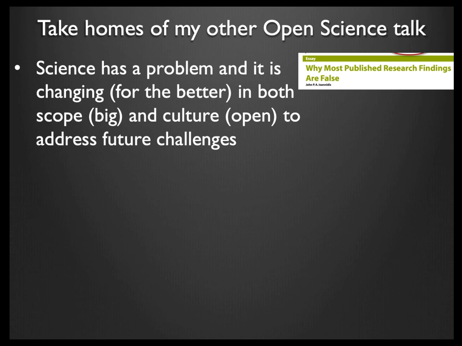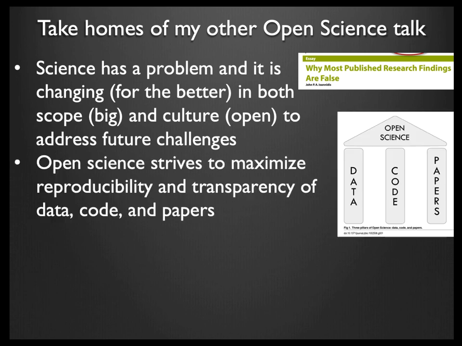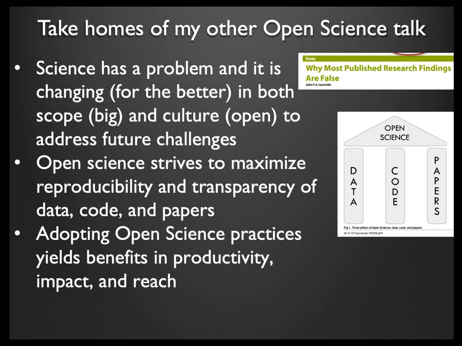But it's changing, and it's changing for the better, so that we can deal with larger data sets to address that reproducibility problem. And we're also changing our culture, where we're being much more open with our data, our methods, and our code, which leads into what open science is. Open science strives to maximize reproducibility and transparency in data, code, and papers. And the community encourages everybody to try to embrace that.